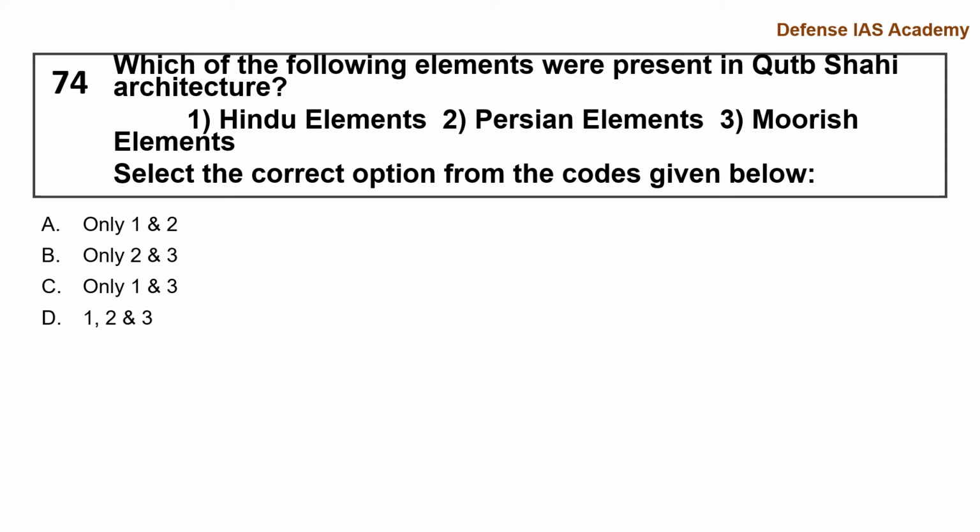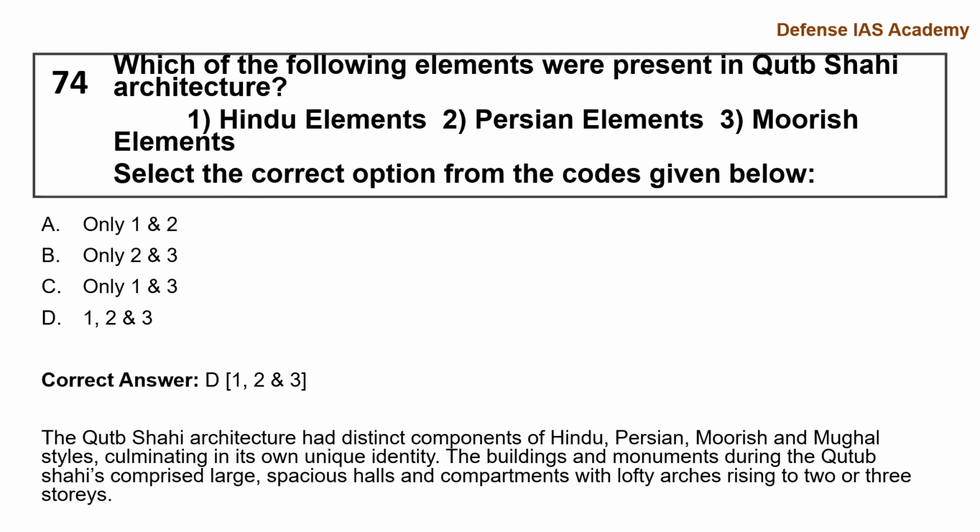Question 74. Which of the following elements were present in Qutb Shahi architecture? 1. Hindu elements. 2. Persian elements. 3. Moorish elements. Select the correct option from the codes given below. The correct answer is option D, 1, 2 and 3. The Qutb Shahi architecture had distinct components of Hindu, Persian, Moorish and Mughal styles, culminating in its own unique identity. The buildings and the monuments during the Qutb Shahis comprised large, spacious halls and compartments with lofty arcs rising to 2 or 3 stories.